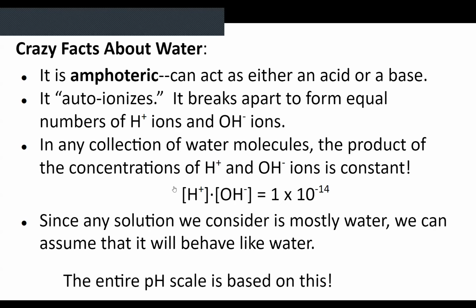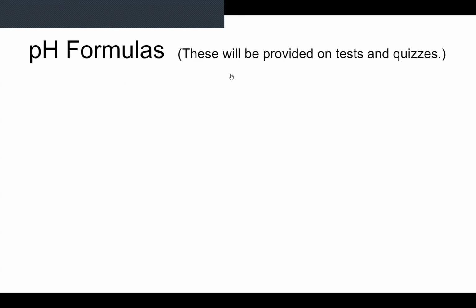Okay, let's give you some formulas. These formulas will be provided on tests and quizzes, so you do not need to memorize them, but you do need to know how to use them. First, pH equals the negative log. You might remember from math class that there's two kinds of logs. There's natural log and base 10 log. This is the base 10 log. It's spelled log. The other one is ln.